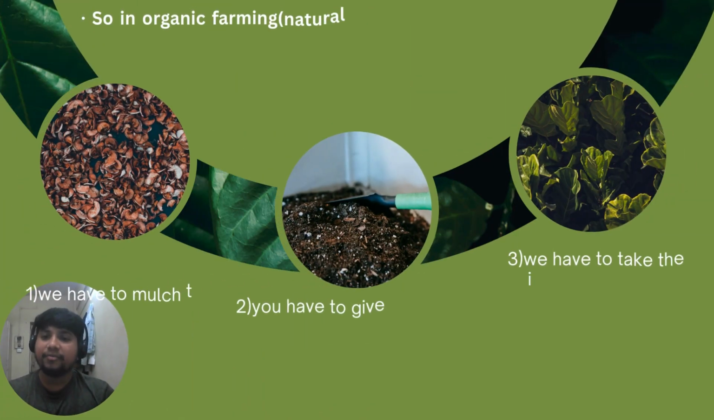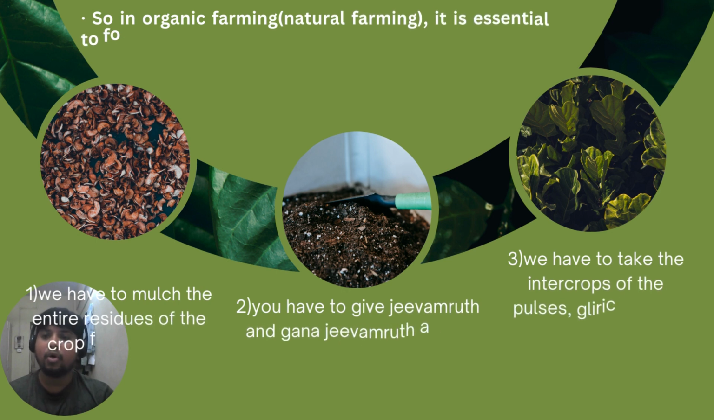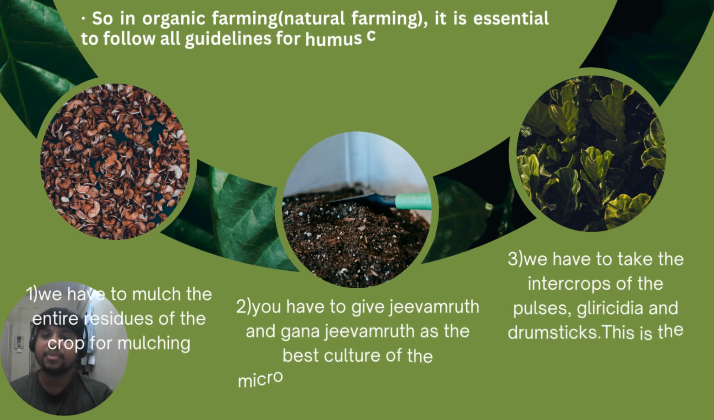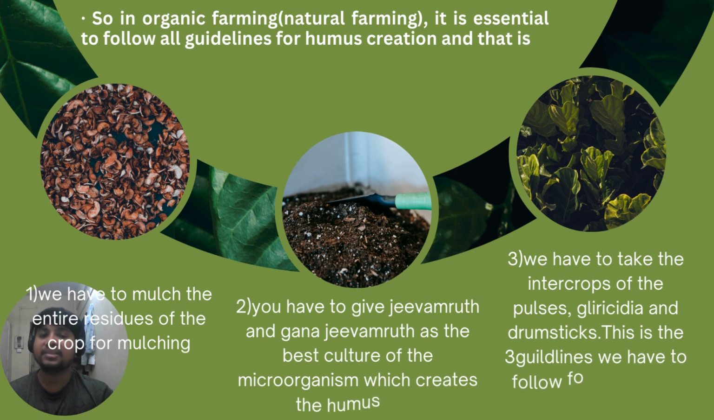So, in organic farming, it is essential to follow all guidelines for humus creation, and that is, we have to mulch the entire residues of the crop. You have to give Jivamrut and Ganajivamrut as the best culture of the microorganisms which create the humus, and we have to take the intercrops of the pulses, gliricidia, and drumsticks. These are the three guidelines we have to follow for humus creation.